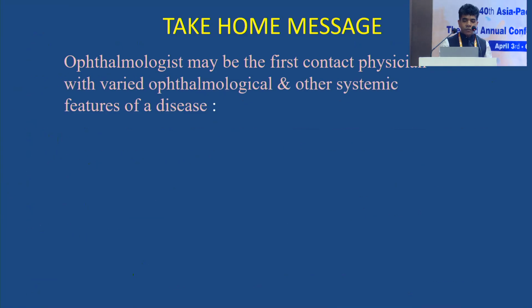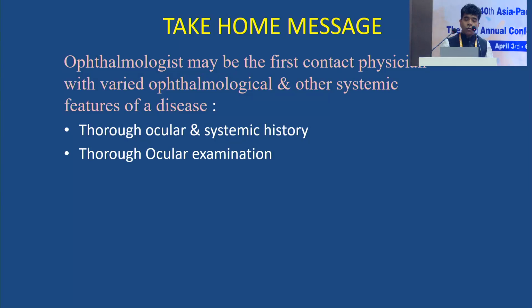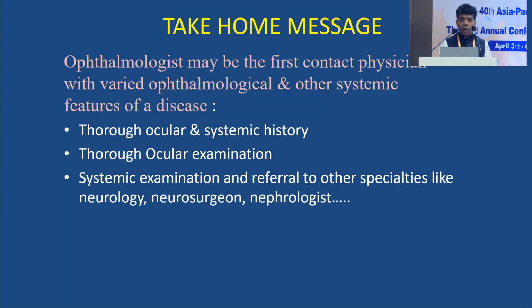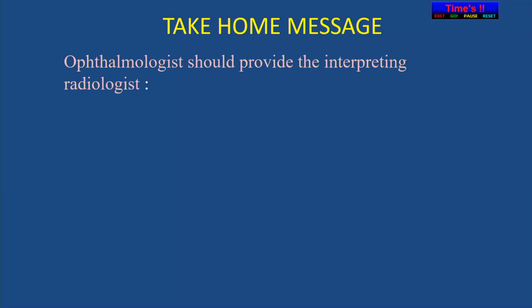Now, the take-home message is that the ophthalmologist may be the first contact physician with varied ophthalmological and other systemic features of a disease. So thorough ocular and systemic history, thorough ocular examination, and definitely systemic examination, with referral to other specialties like neurology. The ophthalmologist should provide the interpreting radiologist, or the radiologist who is going to do the scan, the pertinent information regarding the patient's clinical profile, including the differential diagnosis you have in mind and the suspected location of the lesion, to obtain the best neuroradiologic interpretation. Information regarding the nature of the suspected pathology is important in deciding the protocol of the examination, and whether intravenous contrast is needed or not.